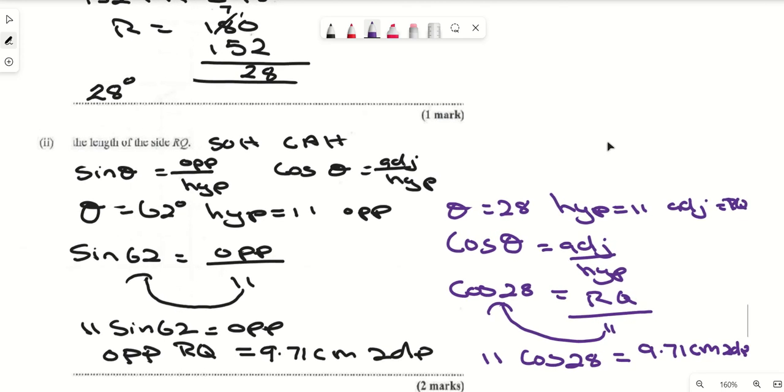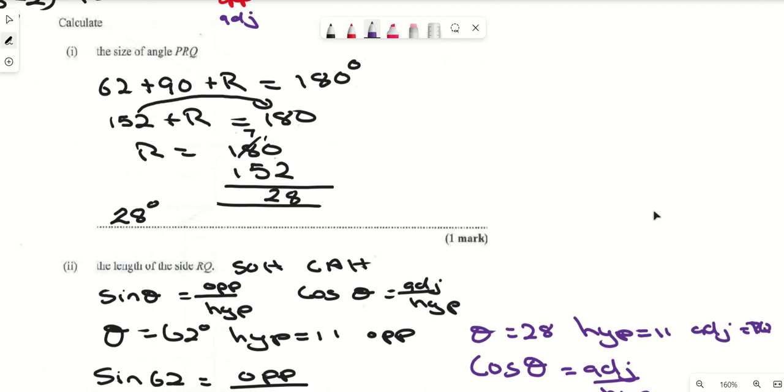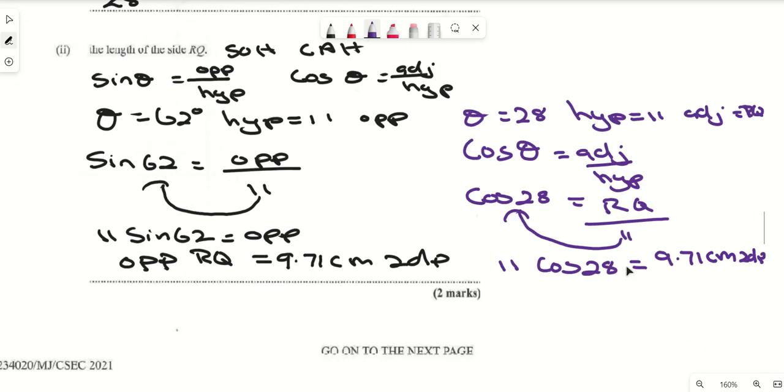So the only thing that it depends on, guys, is what angle you're using. So if you're using 62, your RQ is your opposite. And if you're using your 28 degrees, your RQ becomes your adjacent. And those are the two ways to do this question.